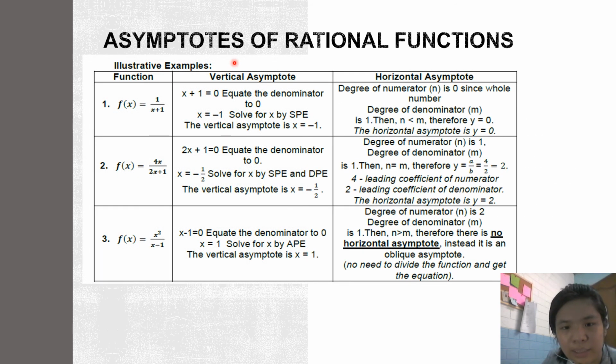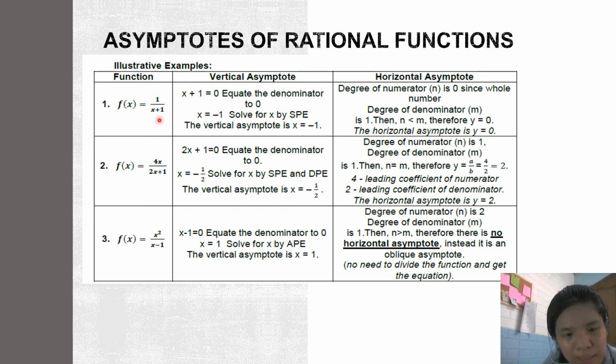So, let's have an example about asymptotes of rational functions. Here are the example of functions. F of x is equal to 1 over x plus 1. So, sa vertical asymptote naman natin, tingnan lang daw natin yung denominator natin. And mag-equate tayo ng isang number doon na makakapagpa-equal sa 0 sa denominator para maging undefined siya. Yun yung vertical asymptote natin.